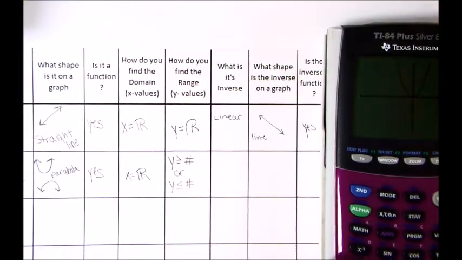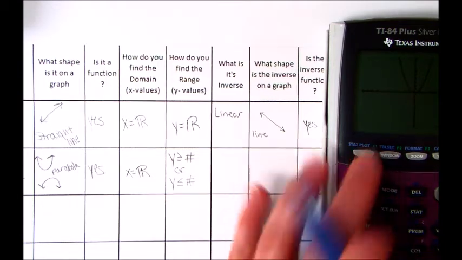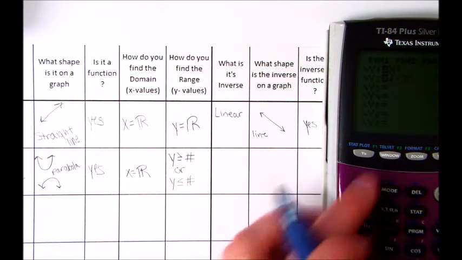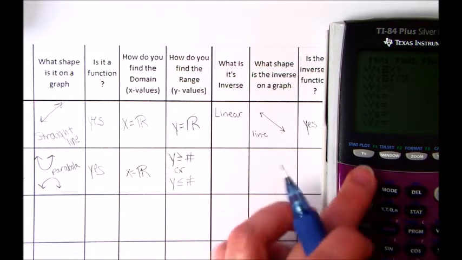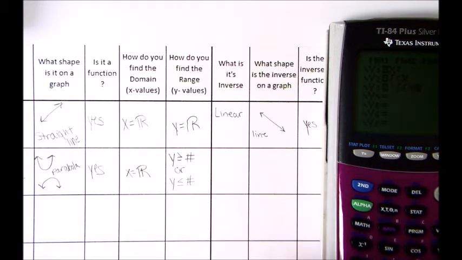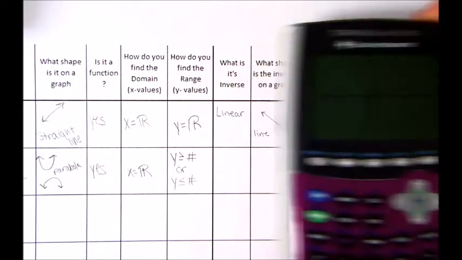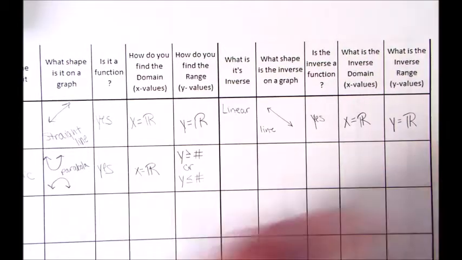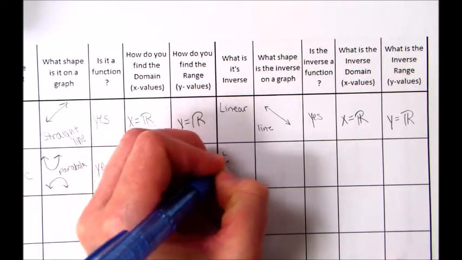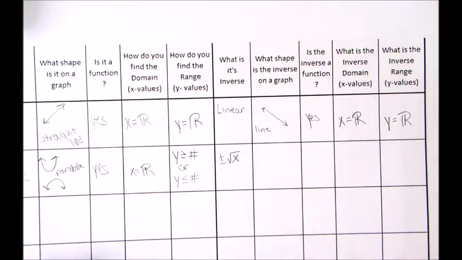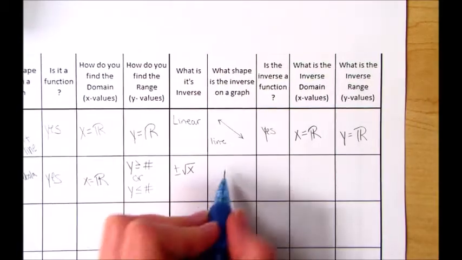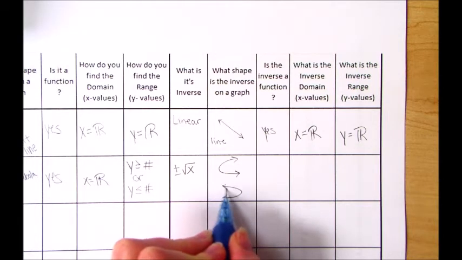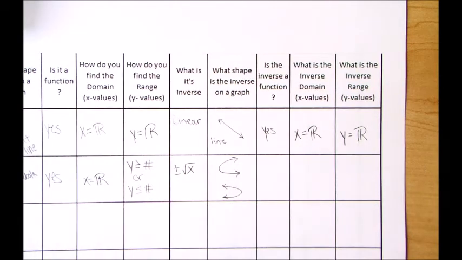So what is the inverse of an x squared equation? Well, I'm going to show you on here. I'm going to prove to you that the inverse is a positive square root of x and a negative square root of x equation. So the inverse is a positive and a negative square root of x problem. The shape on a graph is a horizontal parabola. So it's still a parabola, but this time it's horizontal.